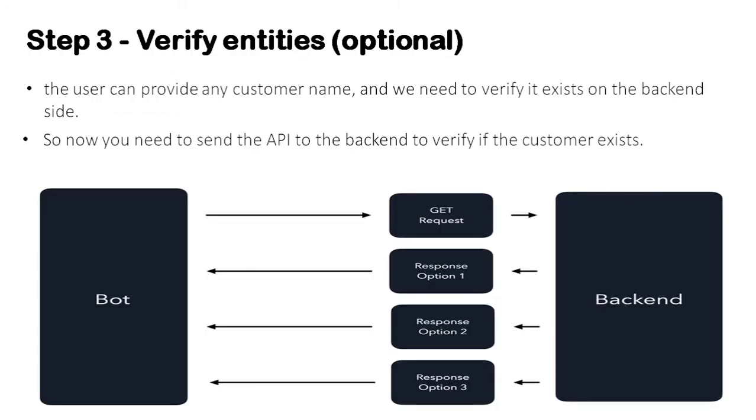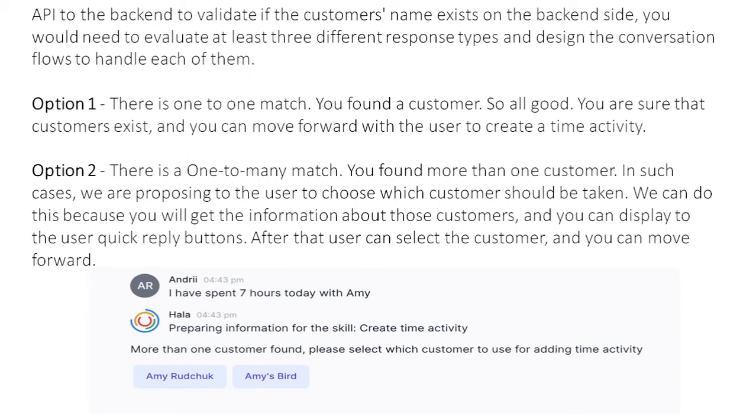In step 3, verify entities. It is optional. The user can provide any customer name and we need to verify it exists on the backend side. So now you need to send the API to the backend to verify if the customer exists. This figure shows how to verify entities in the backend. API to the backend to validate if the customer's name exists on the backend side.